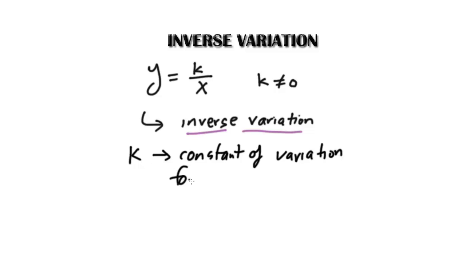So the constant of variation for an inverse variation is k, and the equation is y equals k over x, where k is not equal to 0.